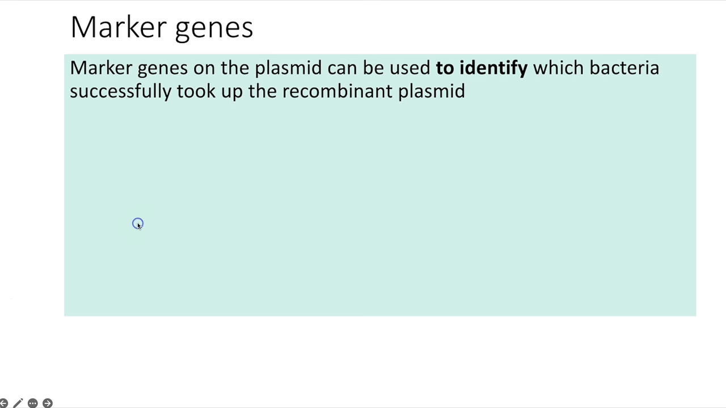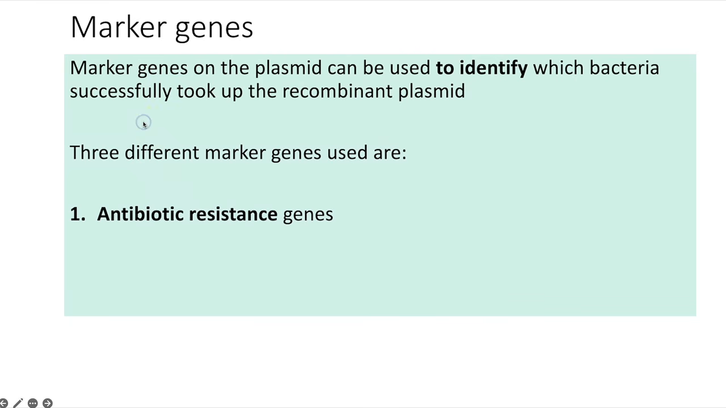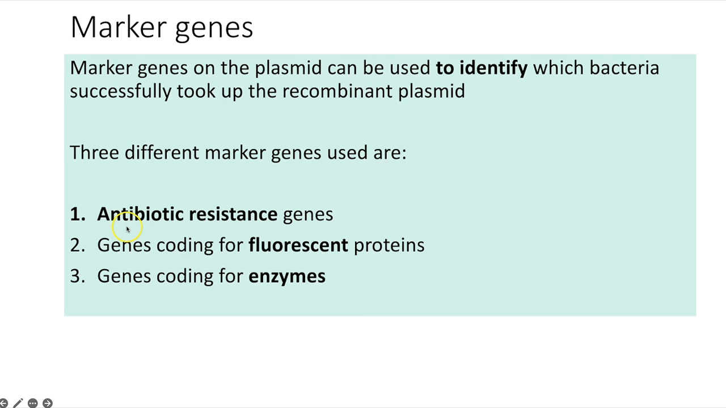So the way this is done is using marker genes. So marker genes on the plasmid is how we identify which bacteria has successfully taken up the recombinant plasmid. And the common marker genes that are used are marker genes for antibiotic resistance, or coding fluorescent proteins, or coding for enzymes. And that's because these make it easy to identify whether the bacteria has that gene in it, and therefore if it does, it means it must have the plasmid within it as well.